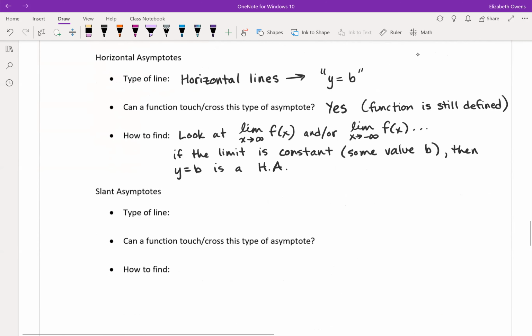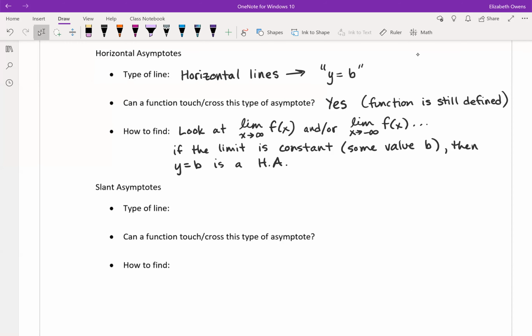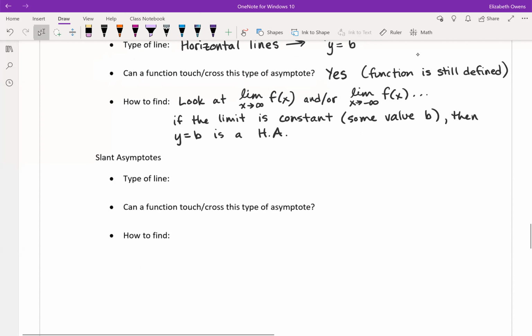So those are horizontal asymptotes. And then the third type we'll look at are slant asymptotes. And this type of line is one that is not perfectly vertical or perfectly horizontal. So we'll just say that this is a slanted line. Matches the name of the asymptote type. Okay, so slanted lines, we'll just say those generically are like y equals mx plus b.